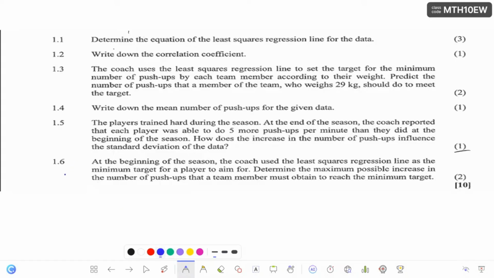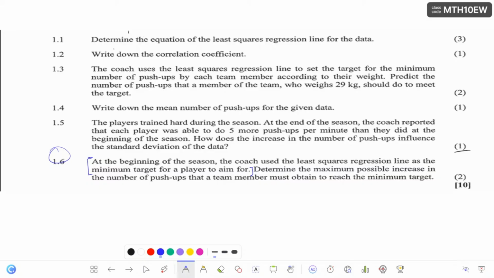So okay, now the last question is this one. They said at the beginning of the season, the coach used the least squares regression line as the minimum target for the player to aim for. So okay, let me read so that I can explain what this question is asking. Determine the maximum possible increase in the number of push-ups that a team member must obtain to reach the minimum target. So this question is in 2 parts. There is this one, it ends here. So they are saying at the beginning of the season, the coach uses the least squares regression line as the minimum target for the player to aim for.